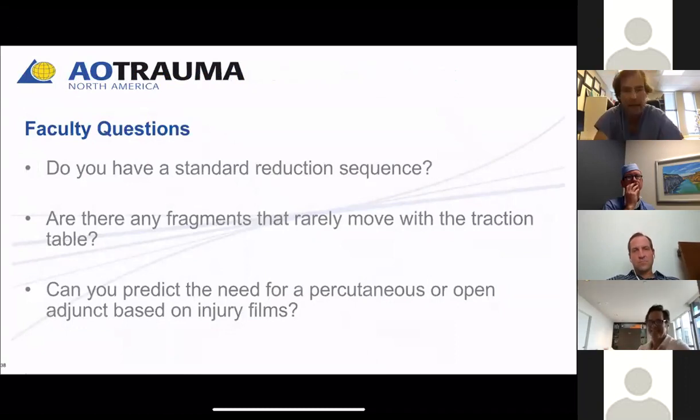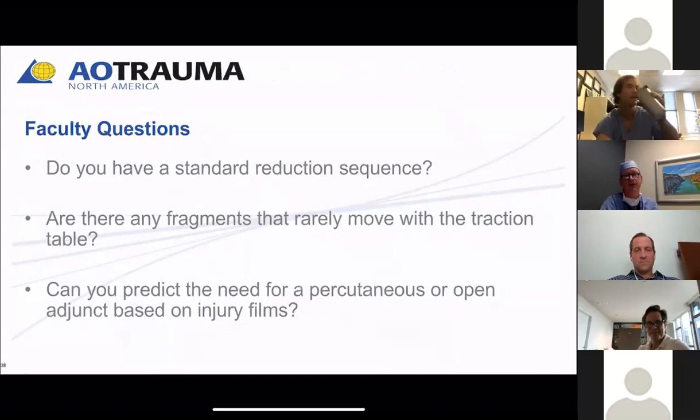In my residency, I don't think there was a standard reduction sequence. In fact, I felt like it was just a little bit of voodoo going on. I'd walk in and somebody would just kind of mess with the foot and the traction, and all of a sudden they'd say, yeah, that looks okay, right? So do you have a standard reduction sequence that you do with all pertrochanteric fractures?